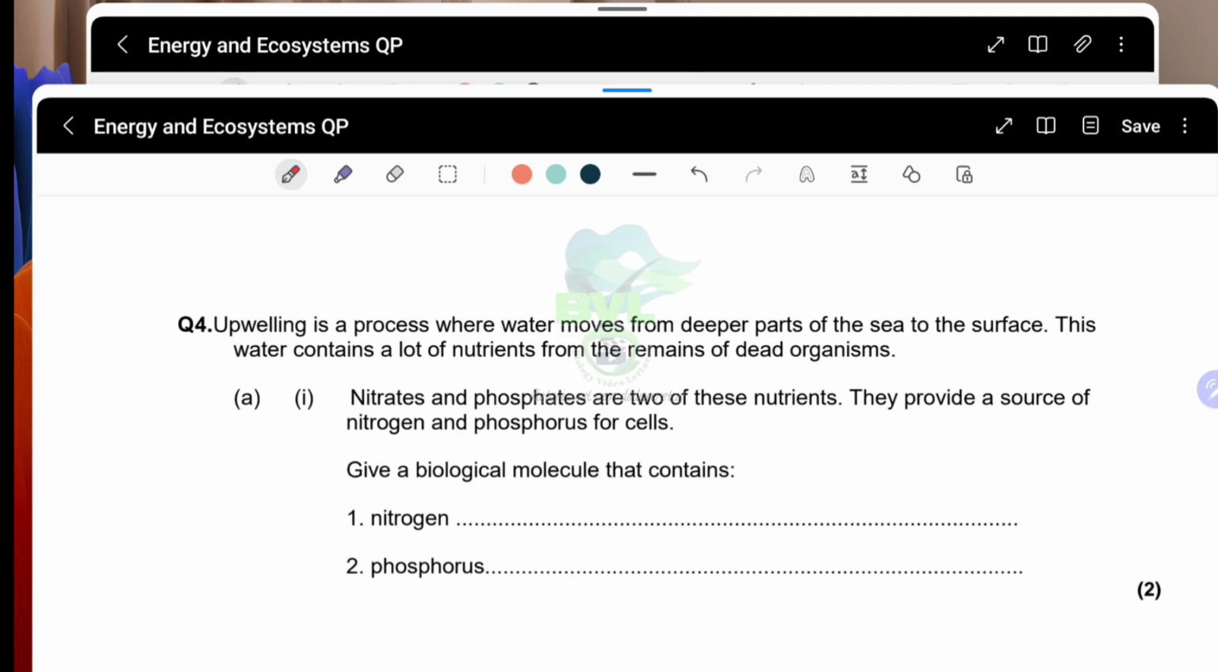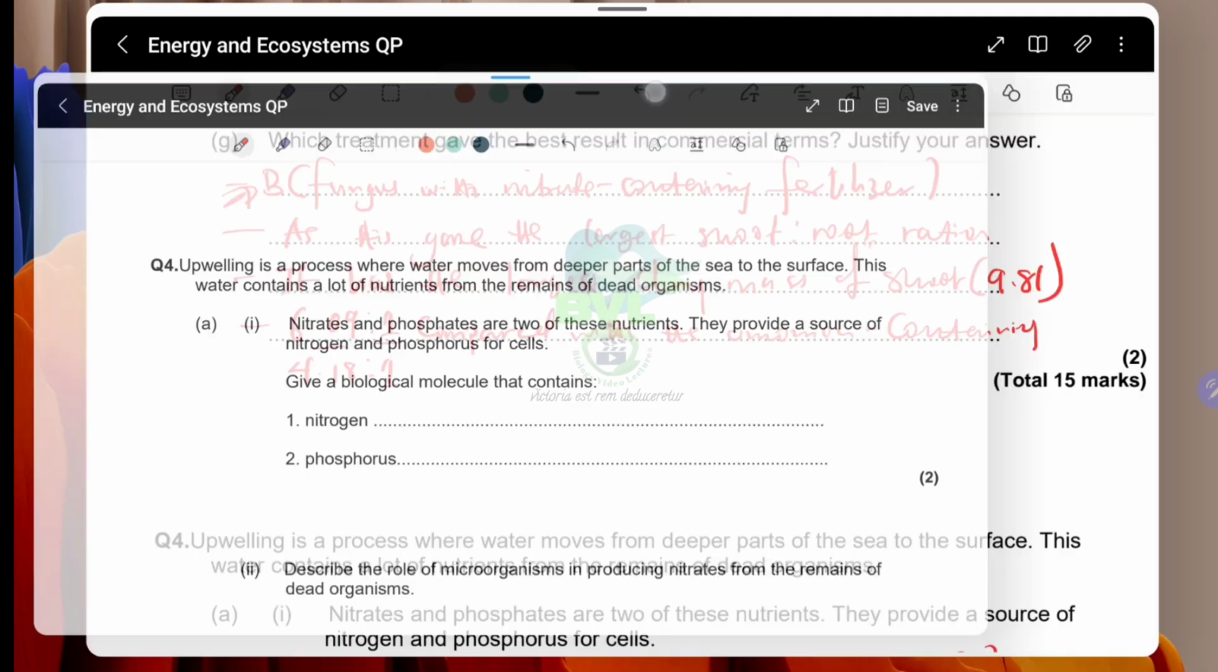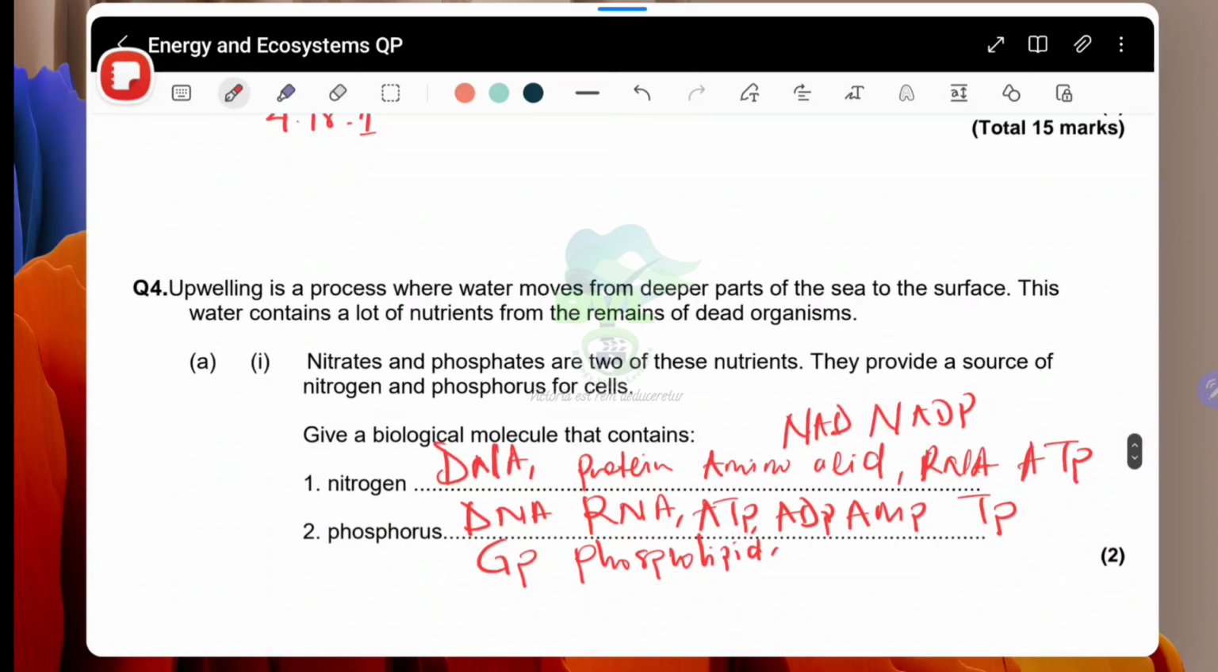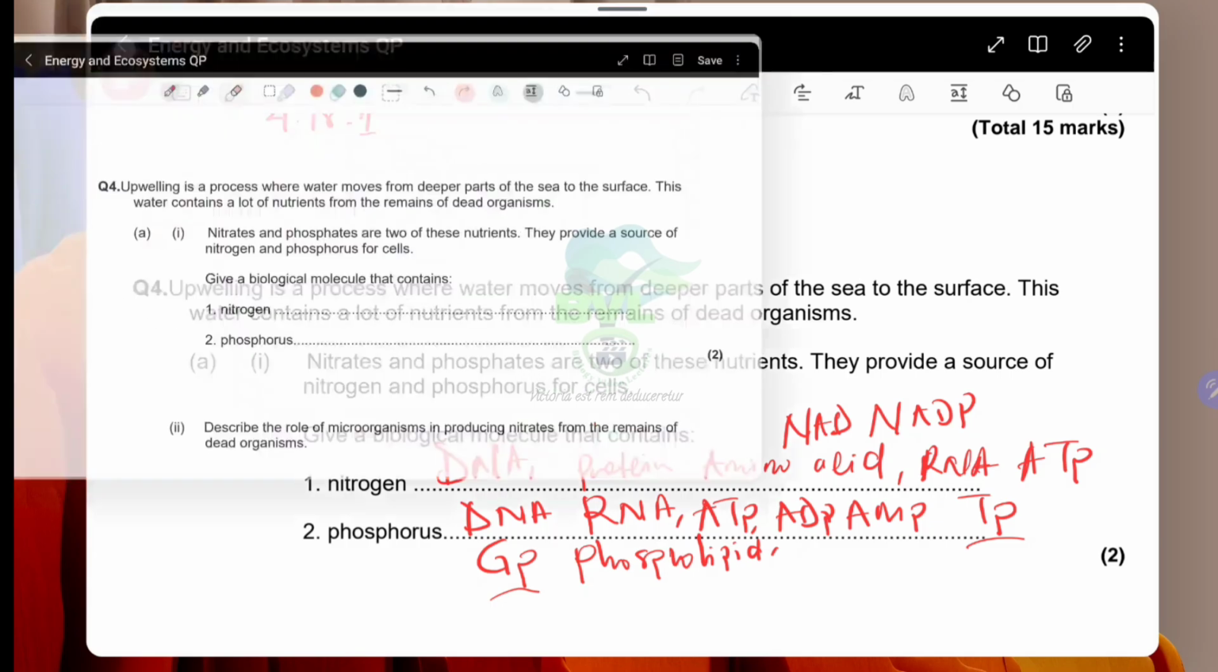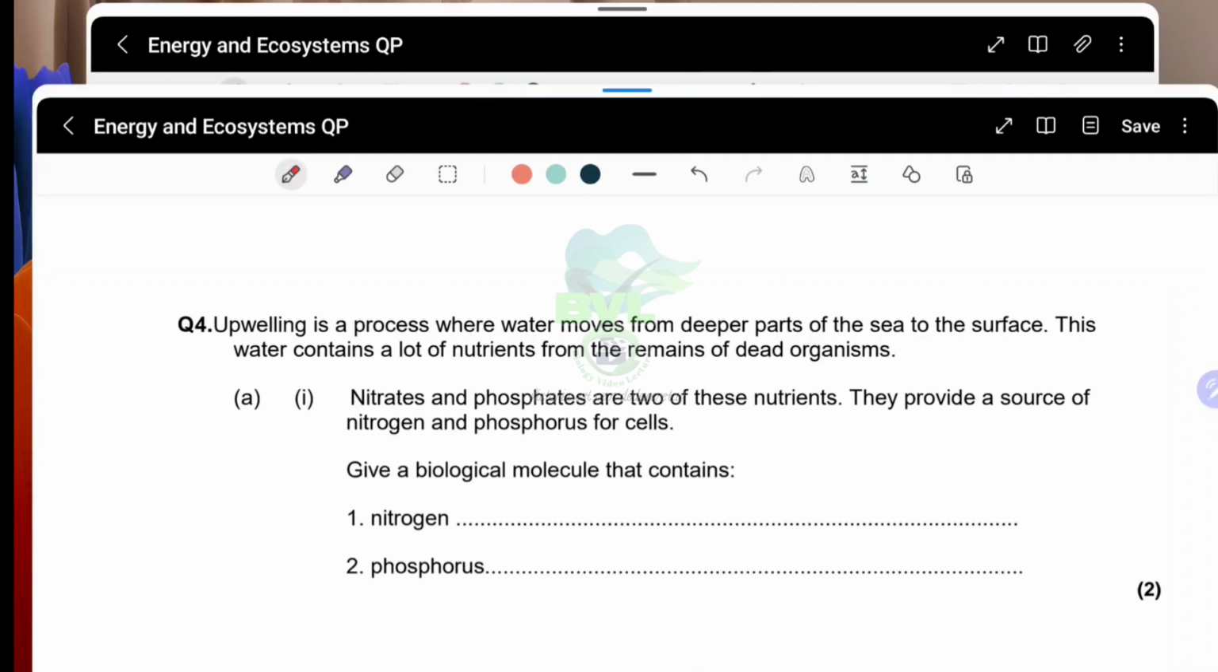Really, this should be a lot of examples you should remember from this one. A lot. So we have the likes of DNA, protein, amino acid, NAD, NADP, RNA, ATP. Those contain phosphorus. Basically, it's almost the same thing. The only thing that's different is the GP and TP that you have as part of your substrates in glycolysis and the likes. So hope that made sense. These are the examples of substances that contain nitrogen and phosphorus.